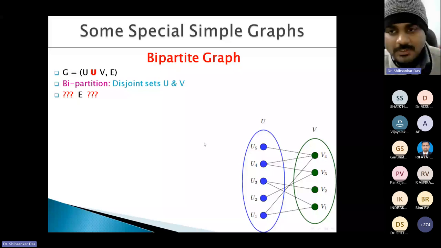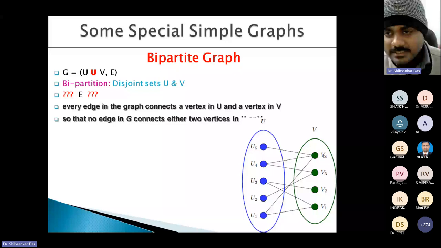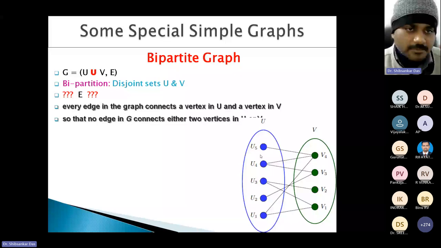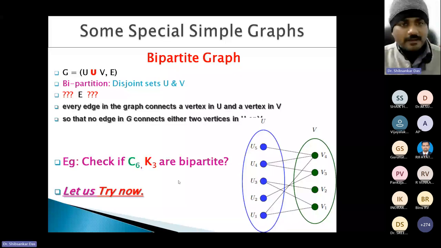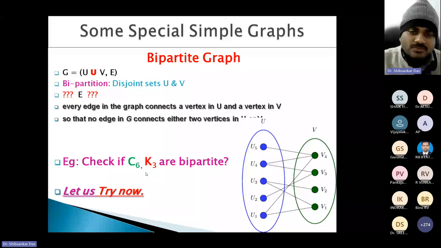And edge, what about edge? An edge will be a relation between a vertex from this partition and a vertex of another partition. There is no edge between vertices of the same partition. Okay, C6 and K homework: those who can see whether K3 is bipartite. Okay, K3 is not bipartite, in a moment we'll see.